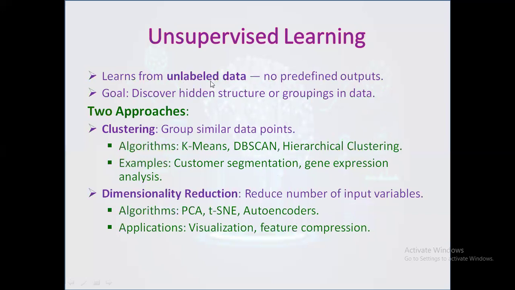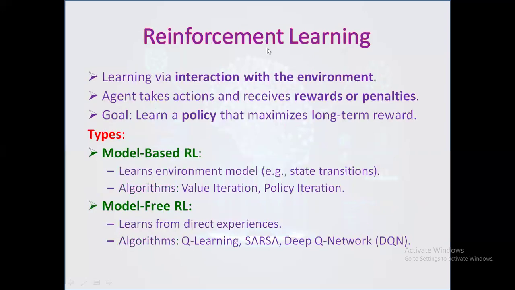Unsupervised, you know, uses unlabeled data, with no predefined outputs, and it discovers hidden structure and grouping in data. There are two types in this case: clustering and dimensionality reduction. Clustering means grouping similar data points, and the algorithms used are k-means, DBSCAN, and hierarchical clustering. Examples are customer segmentation and gene expression analysis. Dimensionality reduction reduces the number of input variables. The algorithms used are PCA, t-SNE, and autoencoders, and the applications are visualization and feature compression.